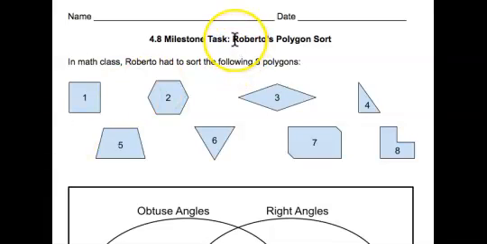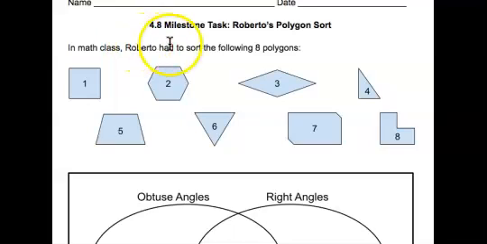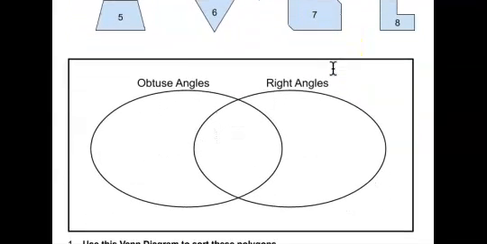This task is called Roberto's polygon sort. In math class, Roberto had to sort the following 8 polygons, and each polygon is numbered for you. You're going to place in the Venn diagram which polygons have obtuse angles, which ones have right angles, and the middle section is for which polygon has both of those. You can just write the number here instead of drawing the shape. So wherever you want to place this polygon, you would just write the number 5.